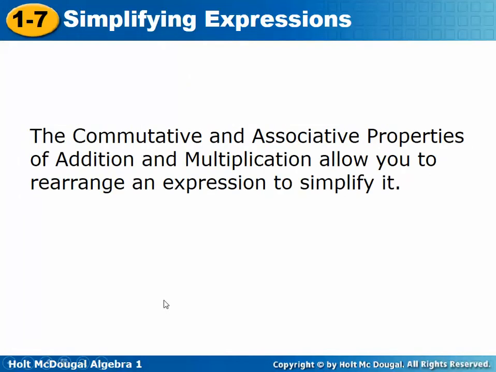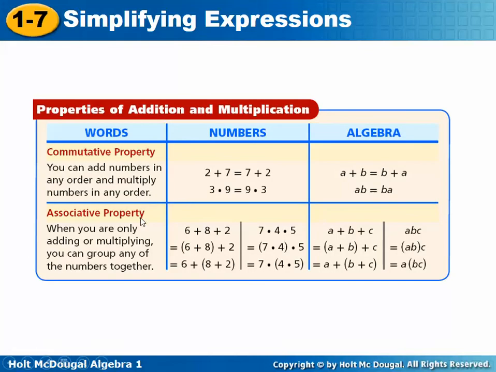So the commutative and associative properties of addition and multiplication allow us to rearrange an expression to make it easier to solve. That's the point of learning this. It's to make problems easier to solve even if you don't have a calculator. The commutative property says that you can add numbers in any order. You can also multiply numbers in any order.